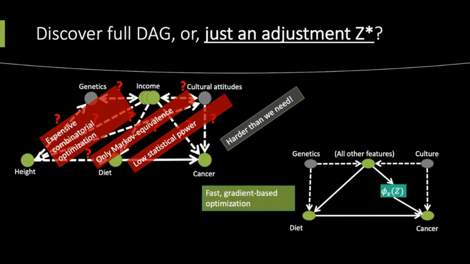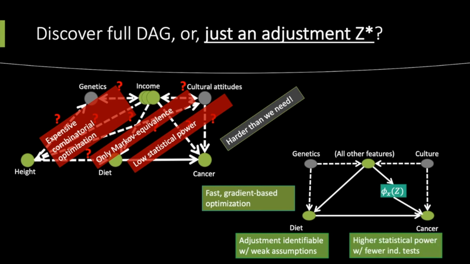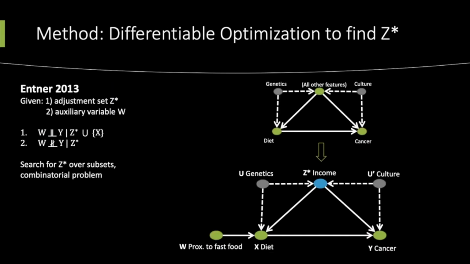That would actually give us a fast, gradient-based optimization problem that will make the adjustment identifiable with few assumptions and reduce the number of independence tests that we'll need to carry out, which would allow us to retain higher statistical power. Building on top of work by Entner et al. from 2013, we convert the backdoor criterion from a graphical one to an independence-dependence-based one. However, Entner et al. still proposed a hard combinatorial problem that requires iteration over possible subsets of covariates Z, which they suggested to solve with random or greedy search.